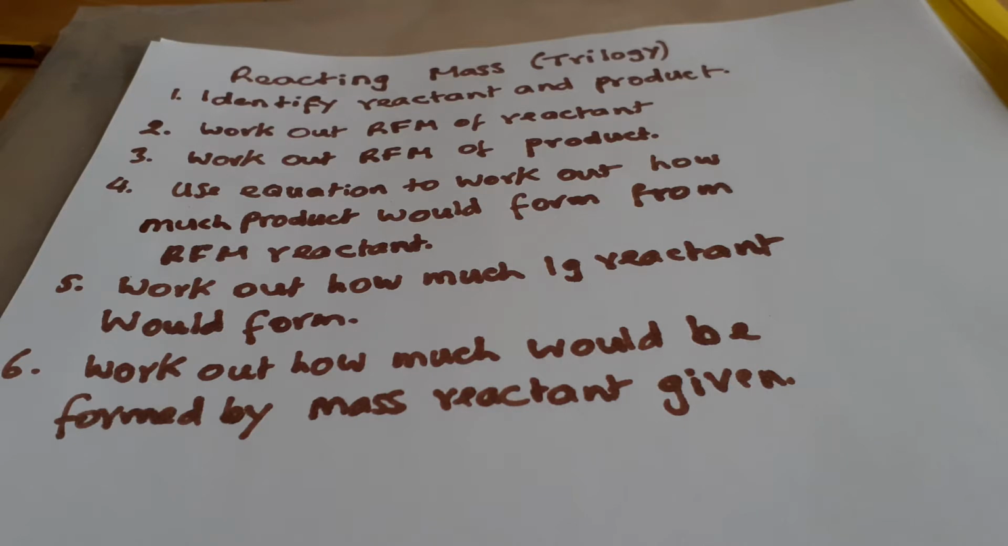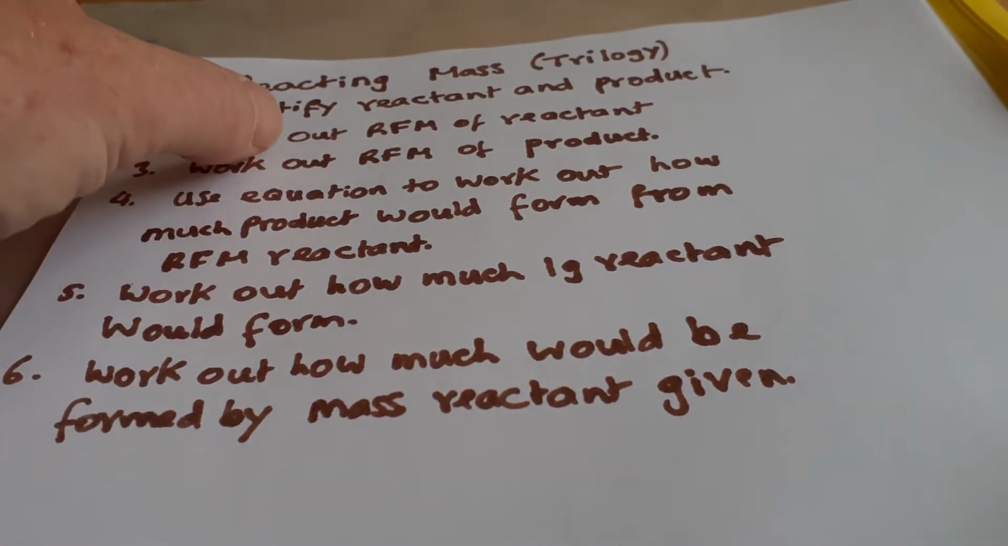Once you've done that, you want to find out how much product will be formed from 1 gram of reactant. And finally, to work out how much mass of product will be formed, you multiply how much will be formed by 1 gram, by the mass you're given in the question. Right, without further ado, let's do one or two examples.